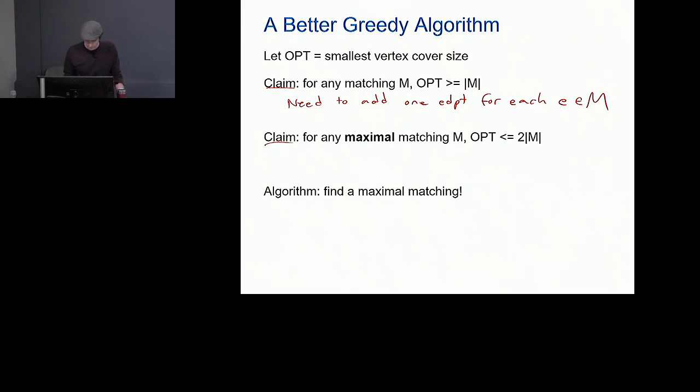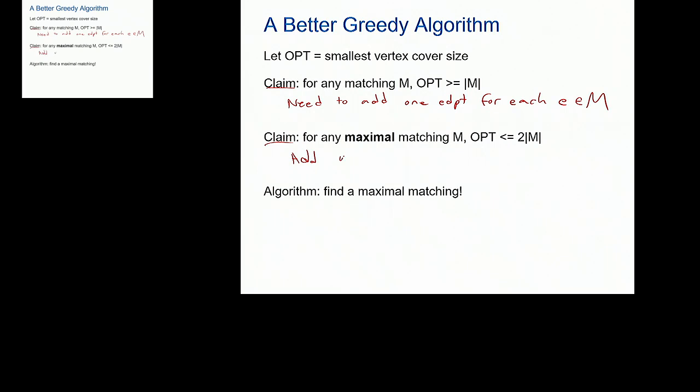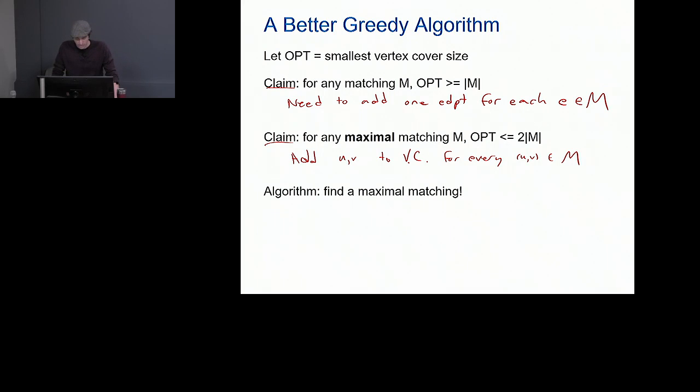The proof is very simple. Add u and v to the vertex cover for every edge uv in the matching. So for every edge in the matching, I just add both endpoints to the vertex cover. And I claim that that is a vertex cover. So I have to convince you that I've covered all the edges. If I have some maximal matching, and I add all the endpoints of the matching, so everyone who is paired up, I can't have missed any edges.